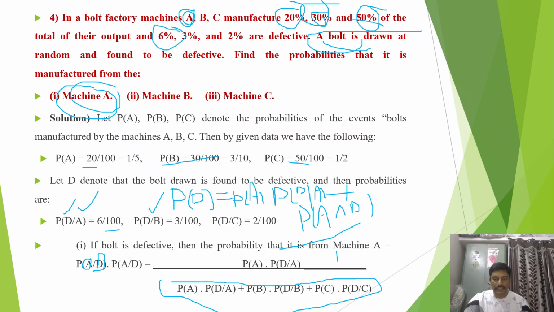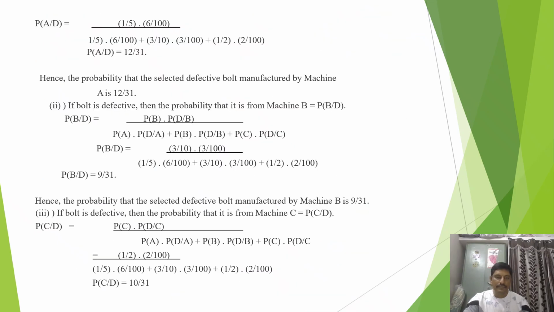First we write like this, because if it is asked for 10 marks, you need to write like this. Clear? P of A intersection D by P of D. What is P of A intersection D according to conditional probability? We know the basic event is P of A, so we write P of A, into P of D by A, divided by the total probability. Clear? Then substituting the values, we will get the answer. Likewise, we can find P of B by D. P of B by D means the basic event is P of B, and P of D by B, divided by the total probability.